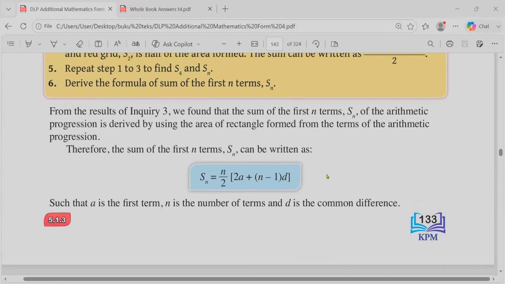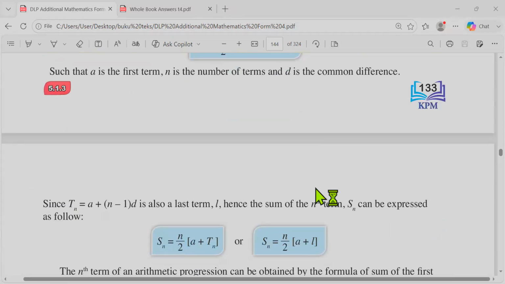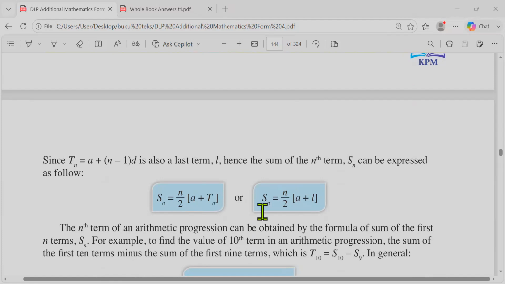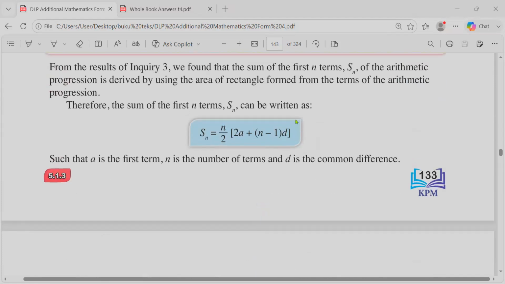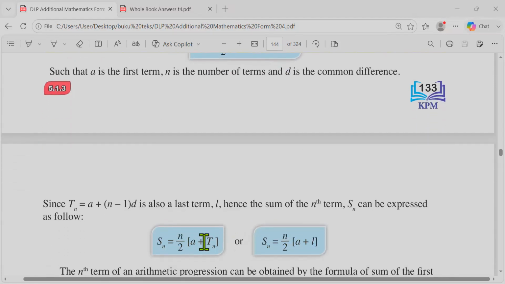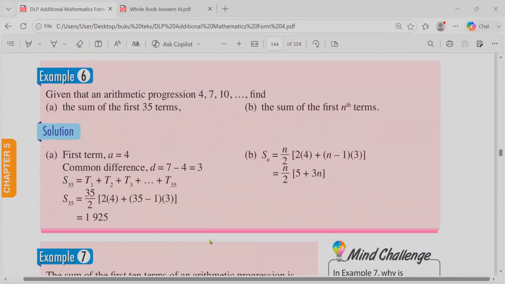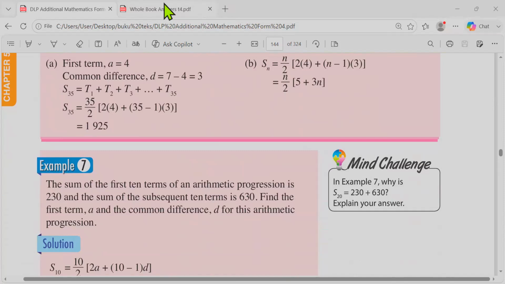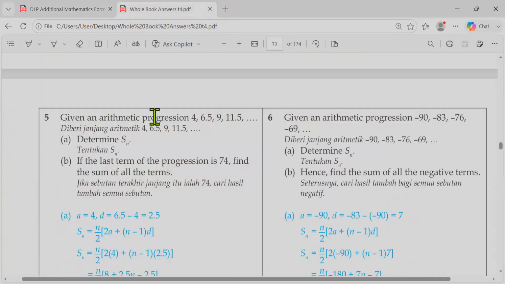Okay, what we have learned last time, we have learned this formula to find out the sum of the first n terms. We can use this formula or this formula, but usually we will use this formula only, and this one only for the first term and the last term. Let's check again the example we learned last time.